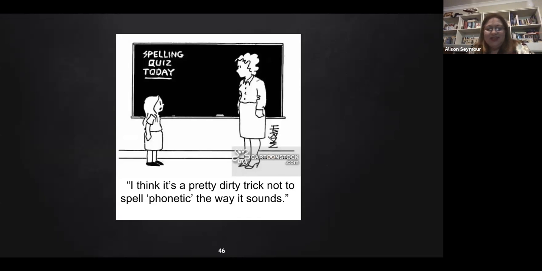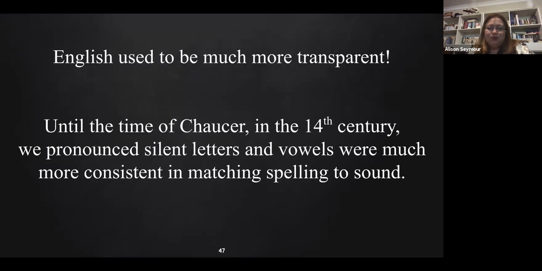Phonetic does not look the way that it sounds. However, English used to be much more transparent. So up until the 14th century and around about the time of Chaucer, silent letters were pronounced and vowels were much more consistent. So what you read on the page was sounded much more like what it looked like than it does today. Which is why if you've ever heard people speaking in Middle English, it sounds completely different.